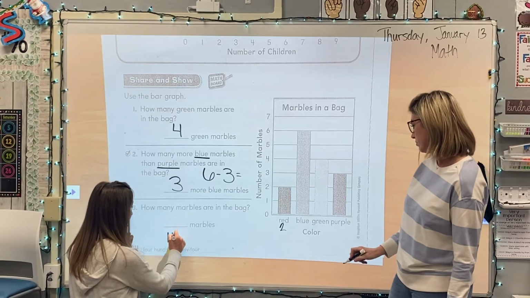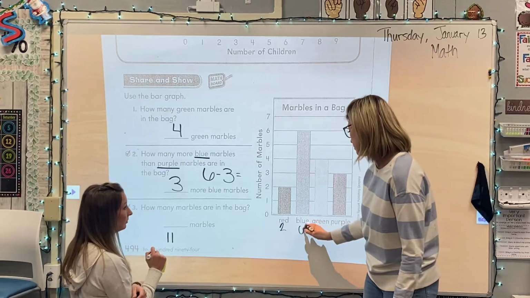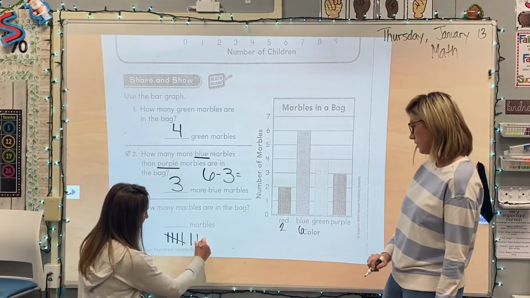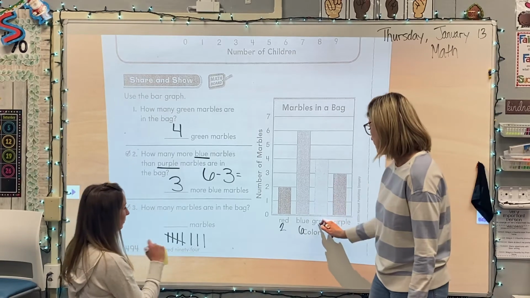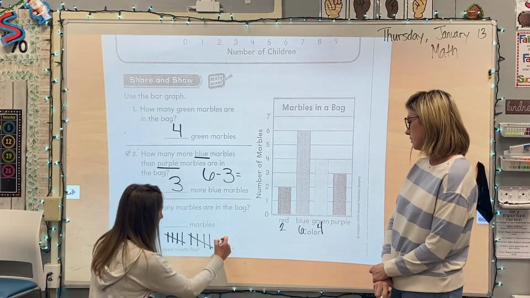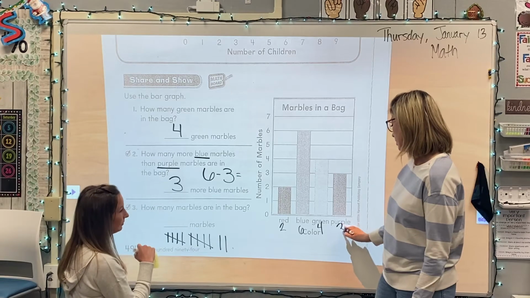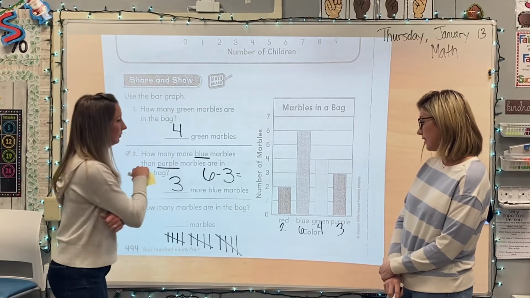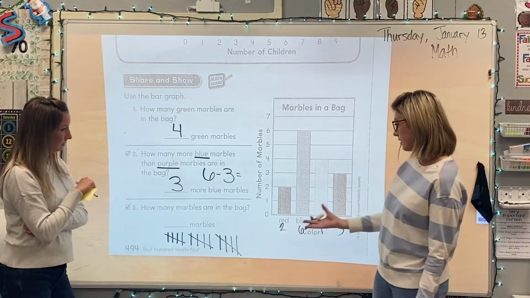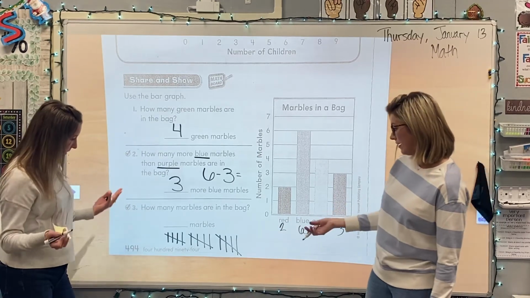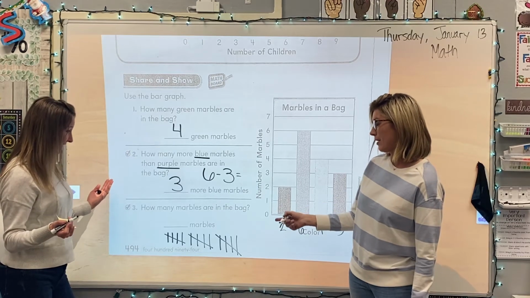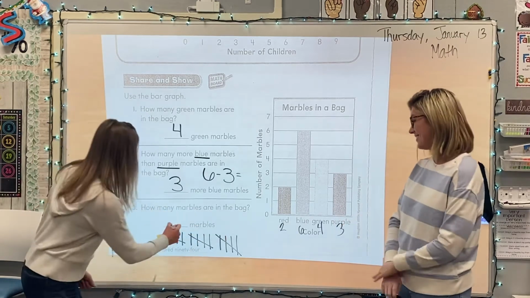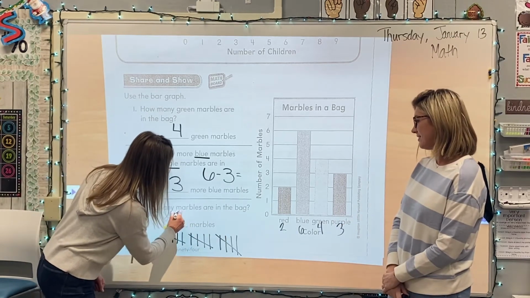So okay, 2 red, up to 6 blue, so add 6 more. 1, 2, 3, 4, 5, 6. Okay, we've got 4 green. 1, 2, 3, 4. And we've got 3 purple. 1, 2, 3. Okay, so now we just have to add all our tally marks up, and that'll tell us how many total marbles we had. It looks like you've got 3 groups of 5. You can skip count by 5s. All right, so 5, 10, 15. So there are 15 marbles total.